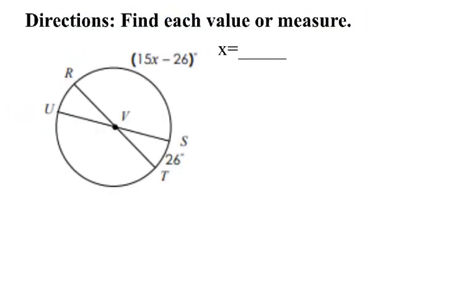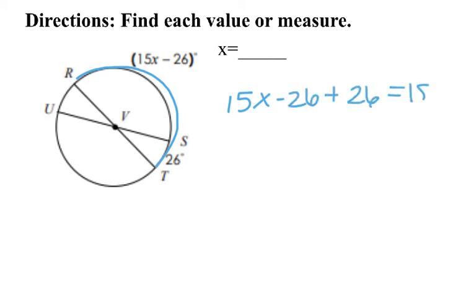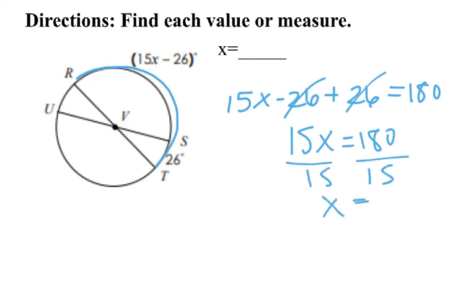Okay, so this one's a little different. We're going to find the value of x. So if you'll look at this, notice that this right here is making a semicircle, which has to equal 180 degrees. So when I add 15x minus 26 plus 26, it has to equal 180. And then I can work backwards and figure out what x equals. So the nice thing about this one is these two are going to cancel out when I get my like terms together. So the only thing I have to do is divide both sides by 15, and I get that x equals 12. That's my answer.